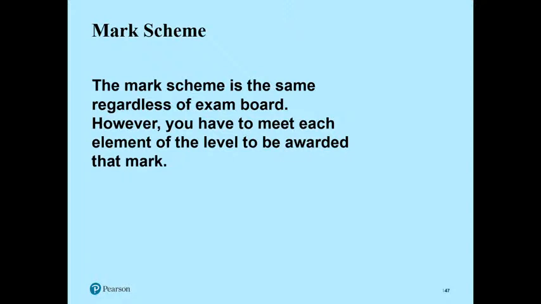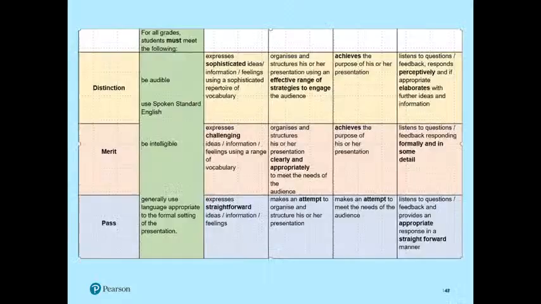So if you had ticks across the board for distinction apart from in one area that was a merit, you would only get a merit. You have to tick everything in order to get the level that you're on. So that's a brief overview of the mark scheme. That's something you can go back and read through carefully, particularly this column in green in the middle here that has to happen for all levels of speech. And so you need to have a think about, okay, what does that mean for me? What am I going to have to practice?